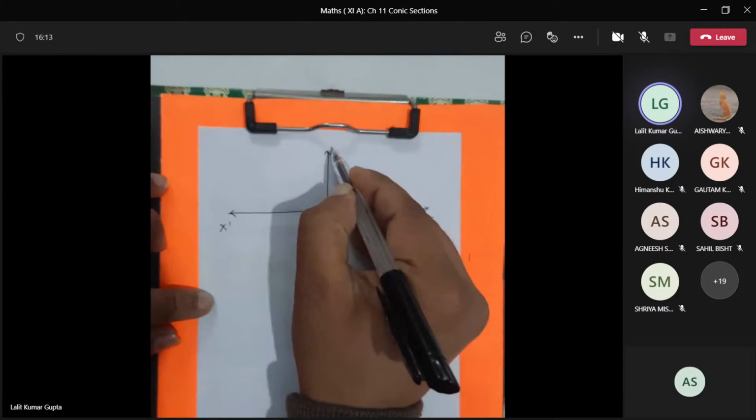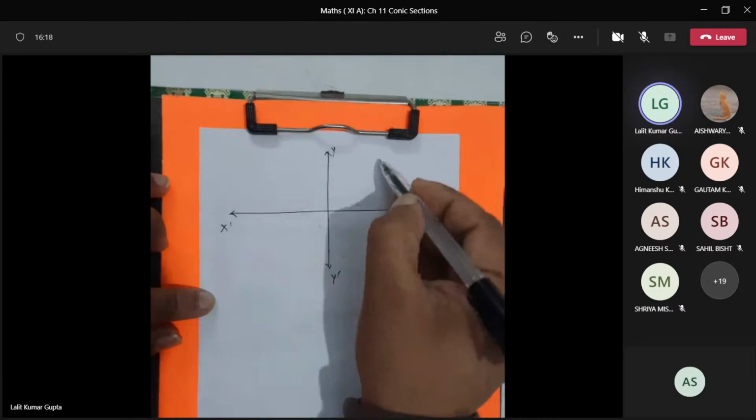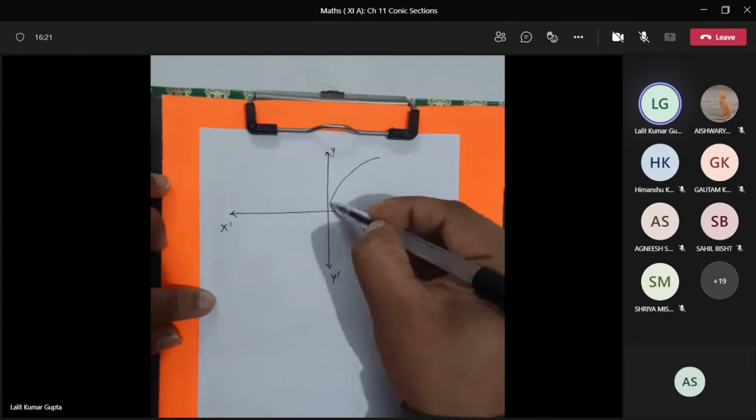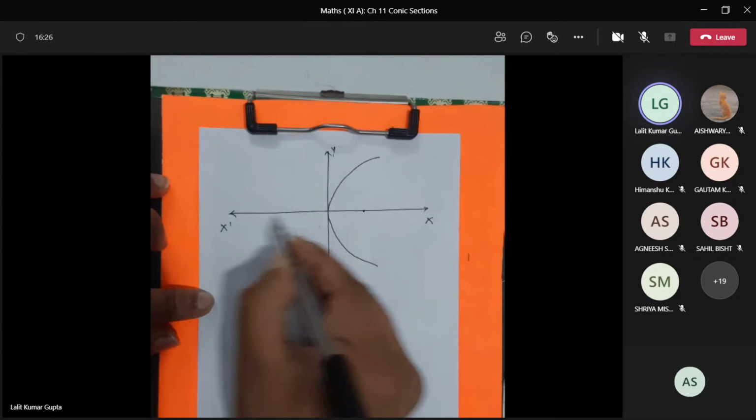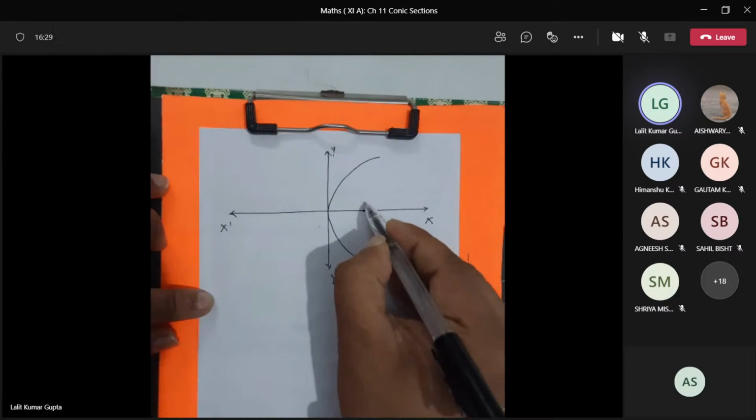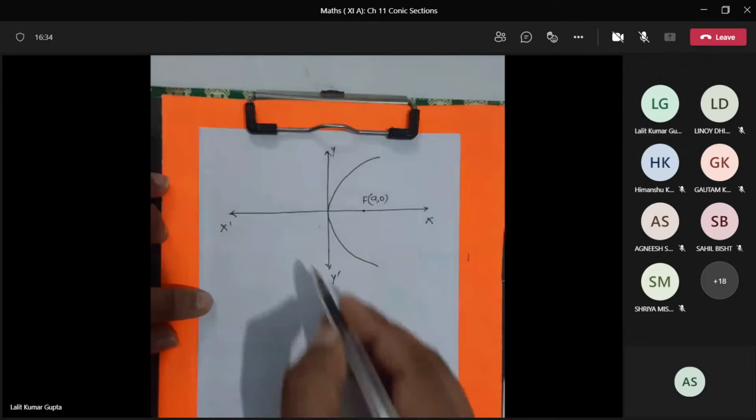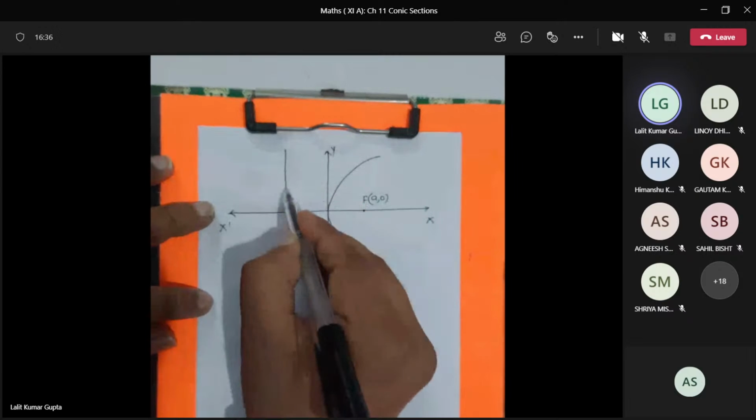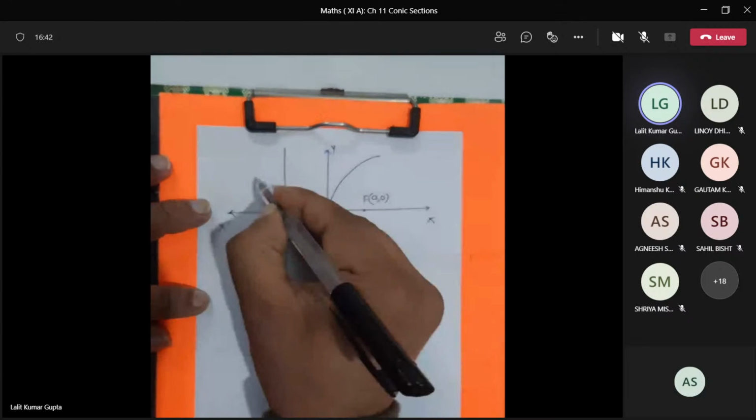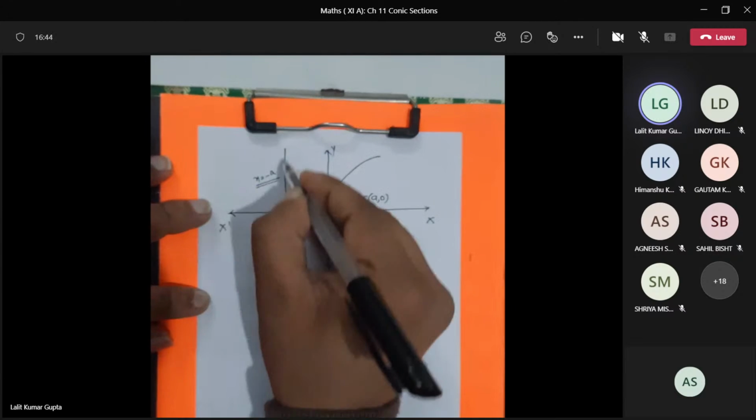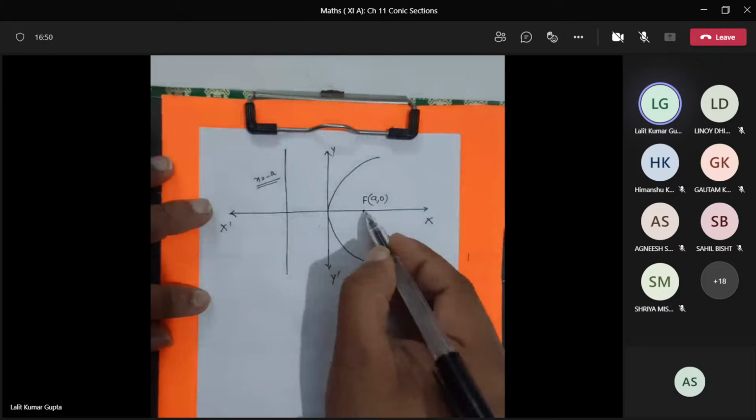X dash, y dash, and suppose we are taking this parabola. This is a coordinate plane. Suppose this distance is a, so I'm taking coordinate of this fixed point F as (a, 0), and making a line parallel to y-axis on negative x-axis, right? Same, I'm taking this line x equal to minus a. This is a fixed line which is known as directrix. This is a fixed point which is known as focus.